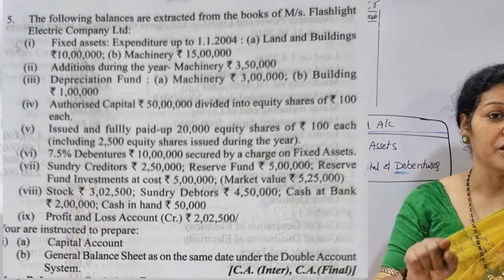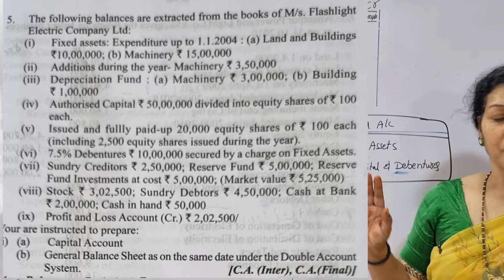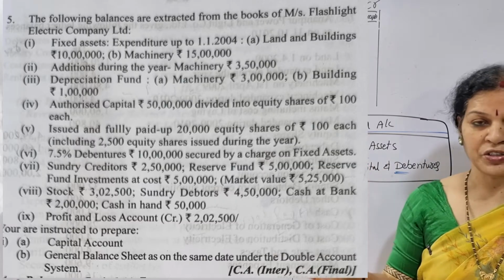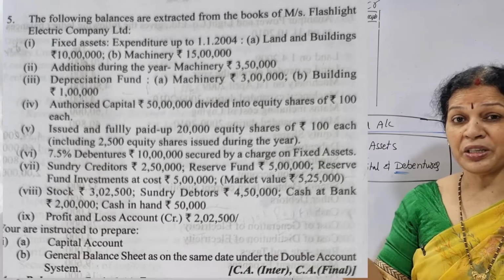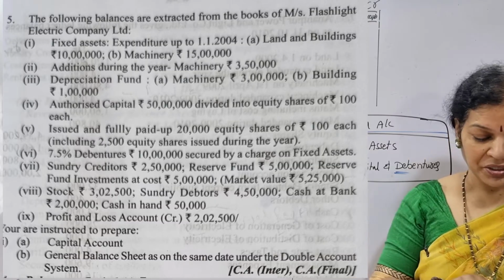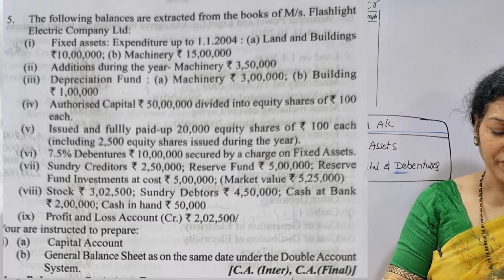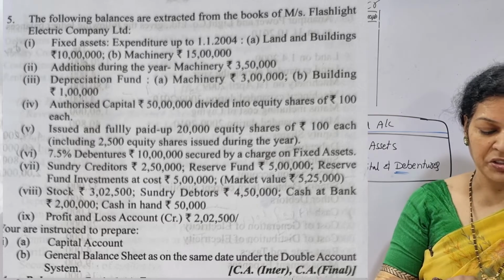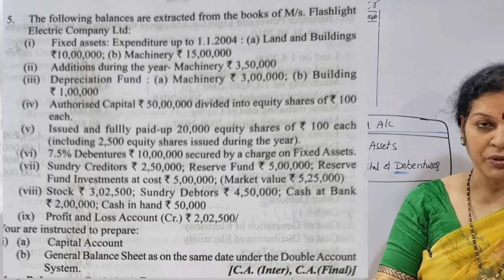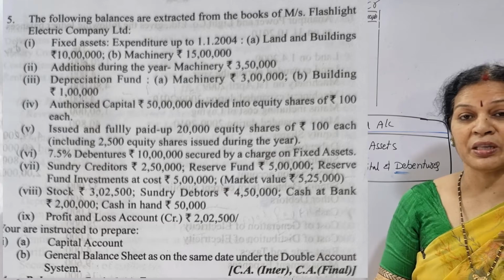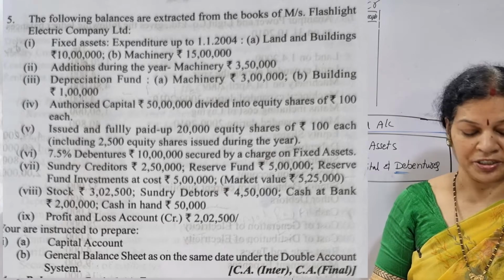Next one, additions during the year. Only for machinery there is an addition. Addition means we'll write it in the first one, in the first column. Additions will be in the during the year column. There you are going to write. And depreciation fund on machinery and building is given: machinery 3 lakh and building 1 lakh. So this depreciation fund always comes in the balance sheet liability.